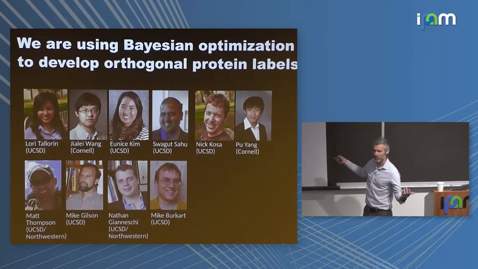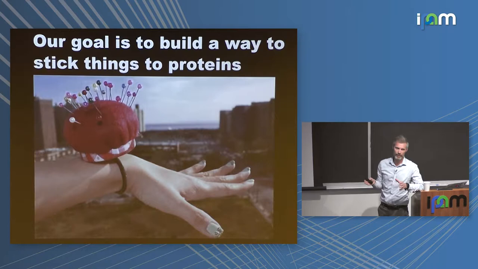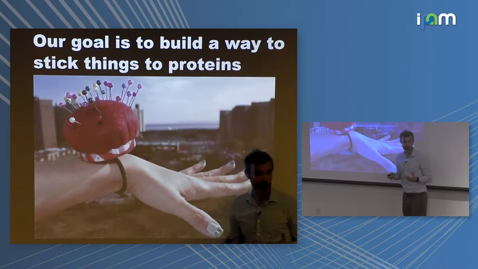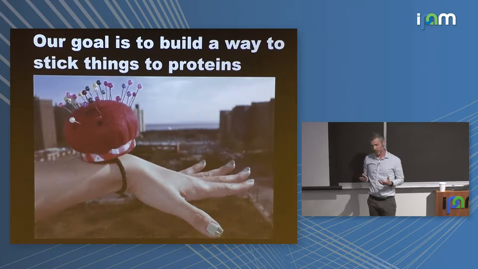Okay, so the goal, avoiding jargon, is to find a way to stick things to proteins. Amazingly enough, this is something that you can buy. It's a pin cushion that, if you do a lot of sewing, you can use to store your needles. You wear it on your wrist and then you can stick things to it. So I want to do this, and my collaborators want to do this, not for people keeping track of their pins and needles, but for proteins.